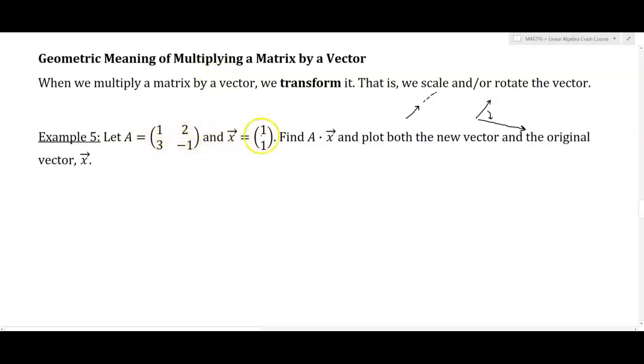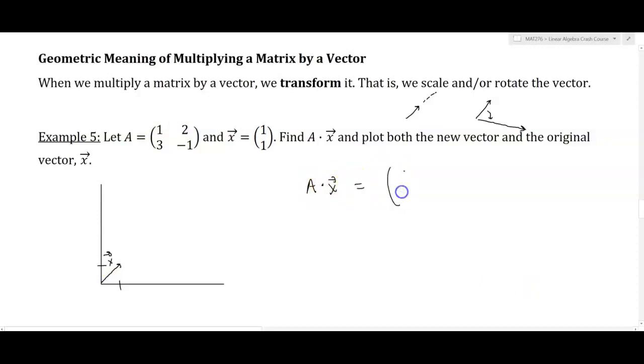Just, we have a coefficient matrix, and this vector just has numerical components instead of having symbols in it. So what we want to do here is find A times x and plot both the new vector and the original vector. So let's go ahead and start our plot here, since we already have one of the vectors. We'll scale this. Here's the 1, 1 vector right there. There's our original x. Now I'm going to perform the multiplication of A by x and see in what way that's going to transform x.